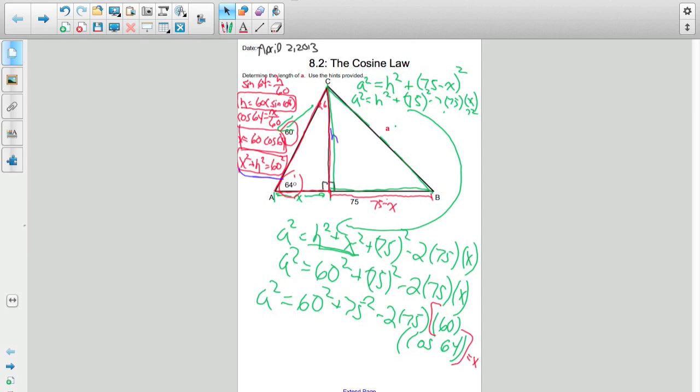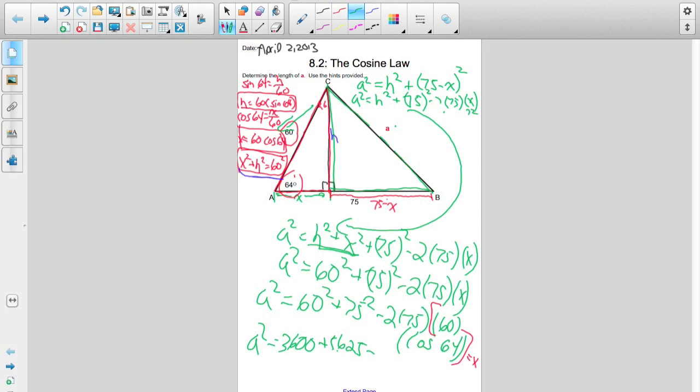So we take out our calculators, we can plug in a squared is equal to 60 squared is 3600. 75 squared? What about the plus x squared? I don't have a plus x squared. I got a squared plus x squared, I got rid of that with the 60 squared. I got rid of two variables with one number, which is pretty cool. 75 squared, calculator, 5,625.